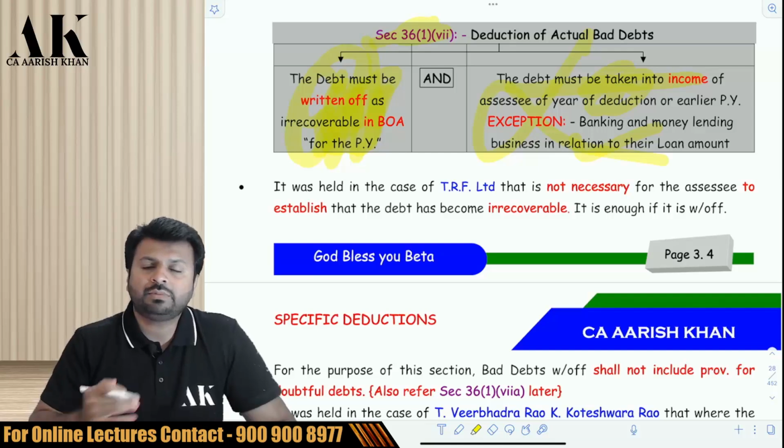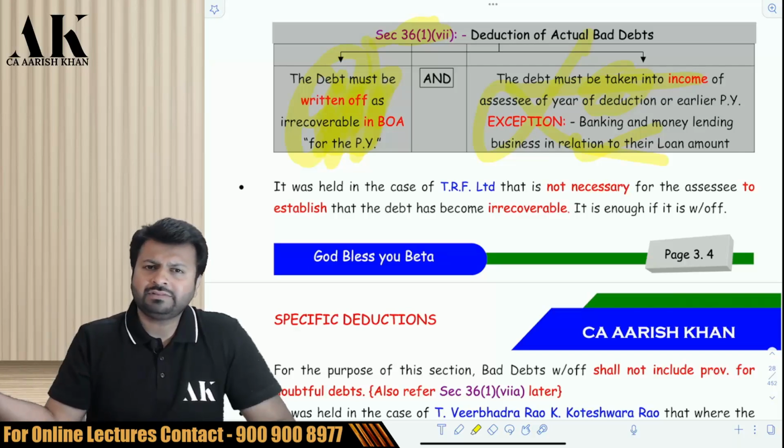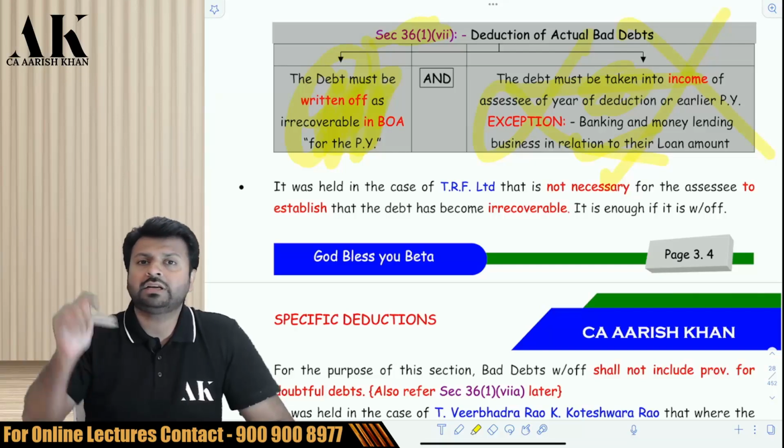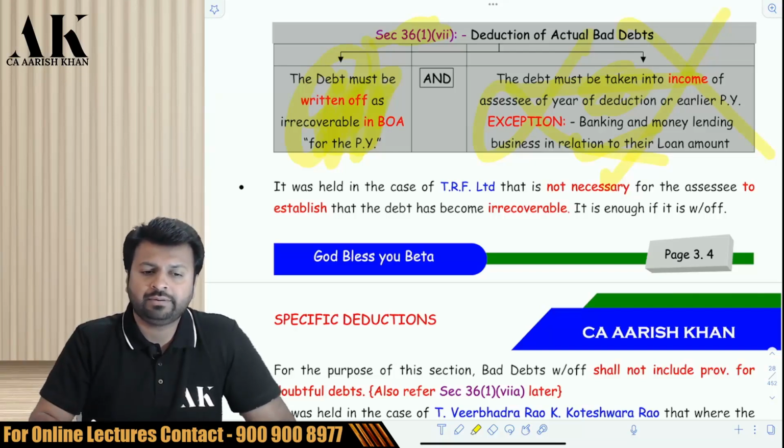That's it. So suppose I am a bank, I am giving you a loan of 10 lakh rupees and that is bad. So I will write off that 10 lakh, I will take the deduction. I need not fulfill condition number 2 because that cannot be fulfilled. That cannot be taken into income earlier because that is a principal amount, not interest amount. Okay.